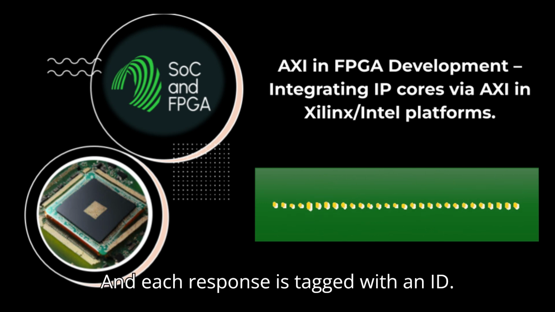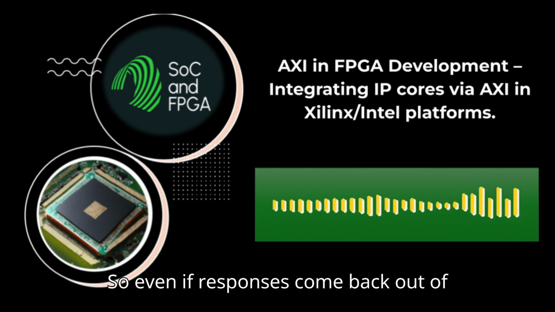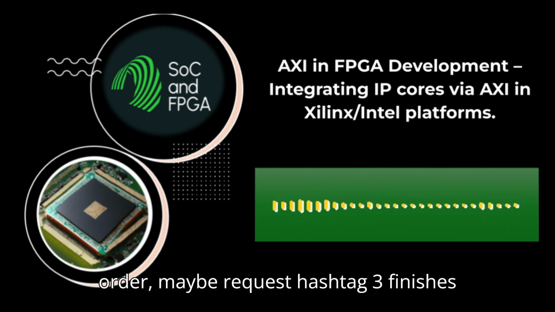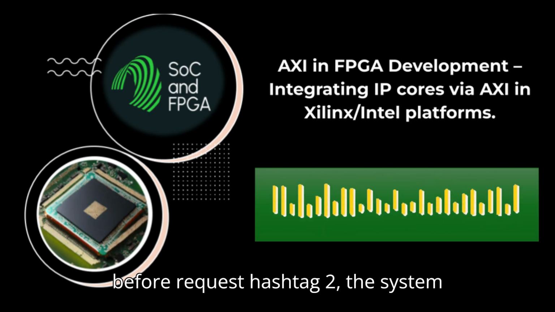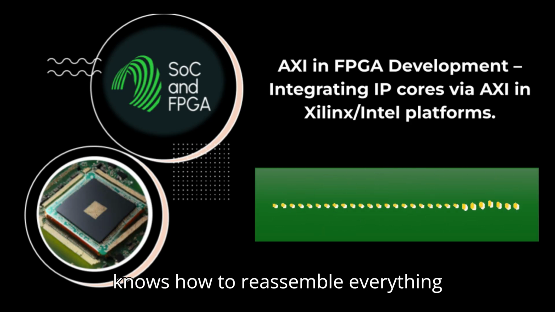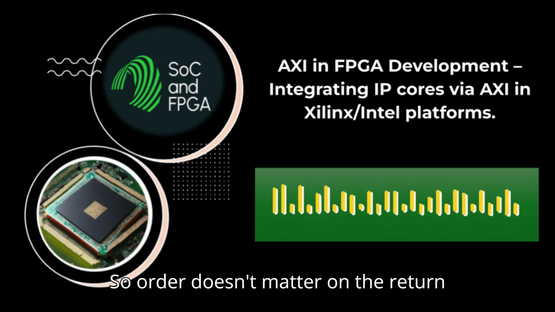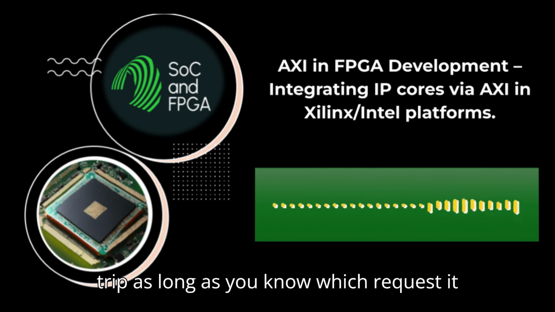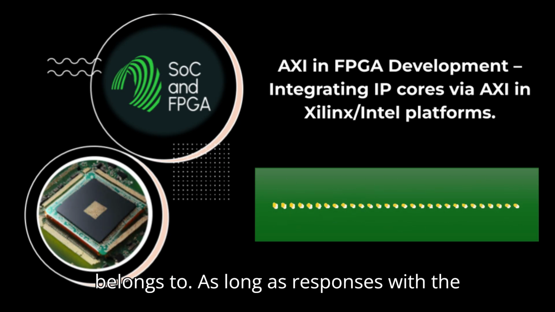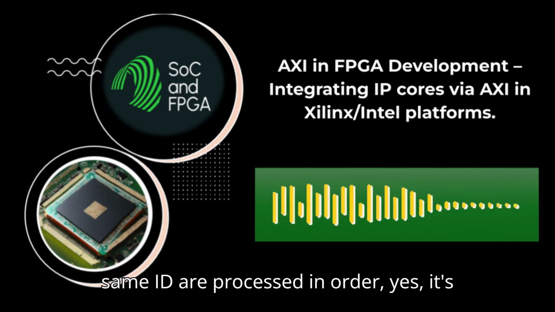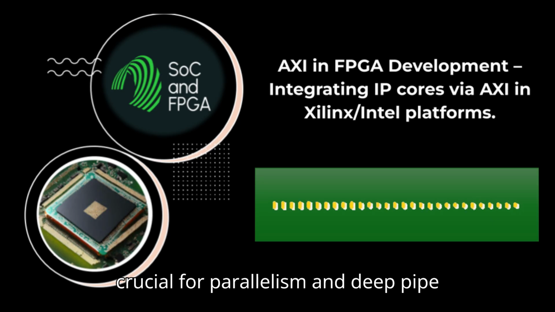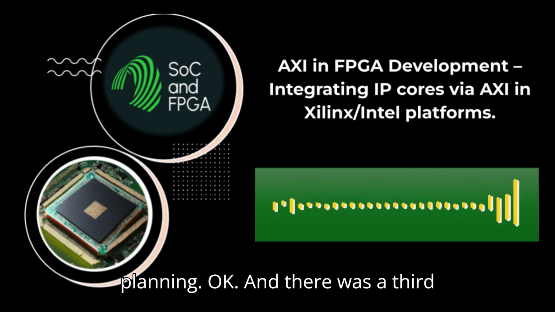And each response is tagged with an ID. So even if responses come back out of order, maybe request #3 finishes before request #2, the system knows how to reassemble everything correctly using those IDs. Clever. So order doesn't matter on the return trip as long as you know which request it belongs to. As long as responses with the same ID are processed in order, yes. It's crucial for parallelism and deep pipelining. Okay. And there was a third thing.